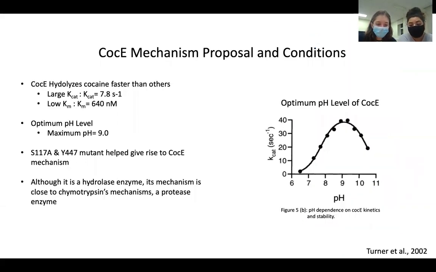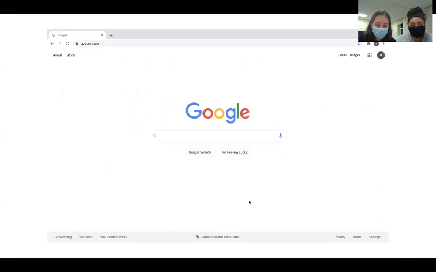So the cocaine E mechanism and conditions were proposed using the results from our paper. So we found that cocaine E hydrolyzes cocaine faster than any other cocaine esterase found because of its large Kcat at 7.8 seconds to the negative first and a low Km at 640 nanomolar. Also, we found out that its optimal pH is at 9, with both the serine and the tyrosine mutant giving rise to the cocaine E mechanism. Although it's a hydrolase enzyme, we found that its mechanism is very close to trypsin or chymotrypsin, which is a protease enzyme. So we found the overall reaction scheme of the enzyme using the BRENDA database.